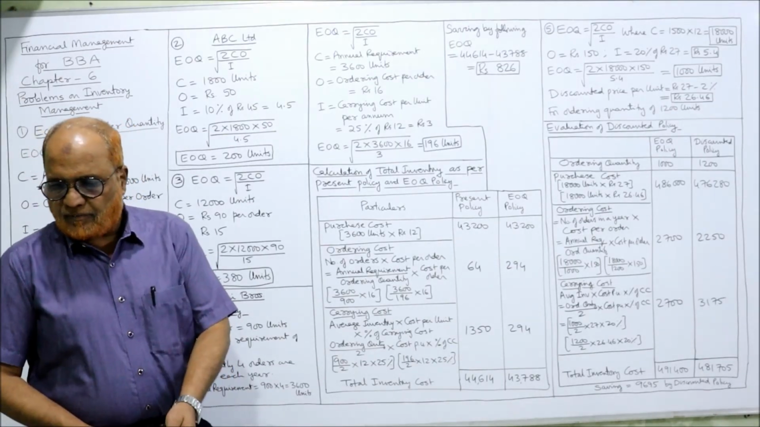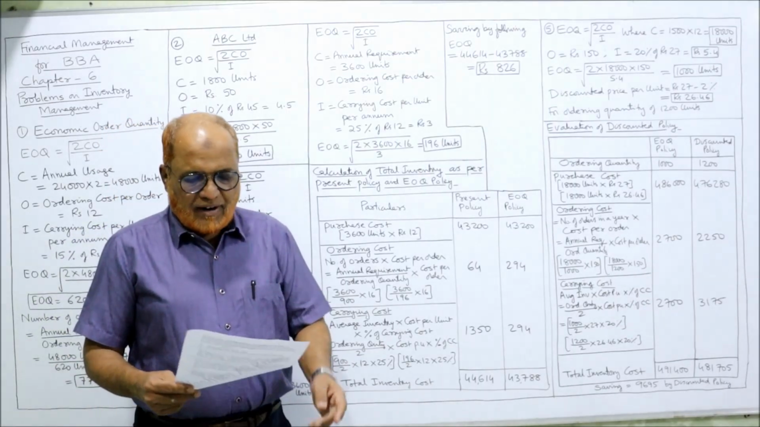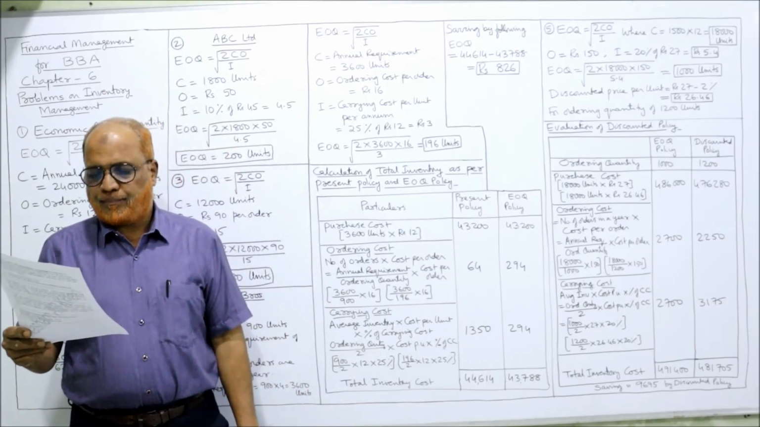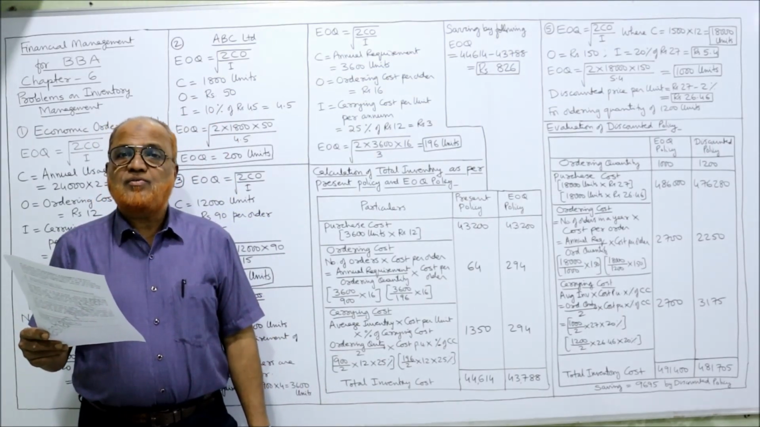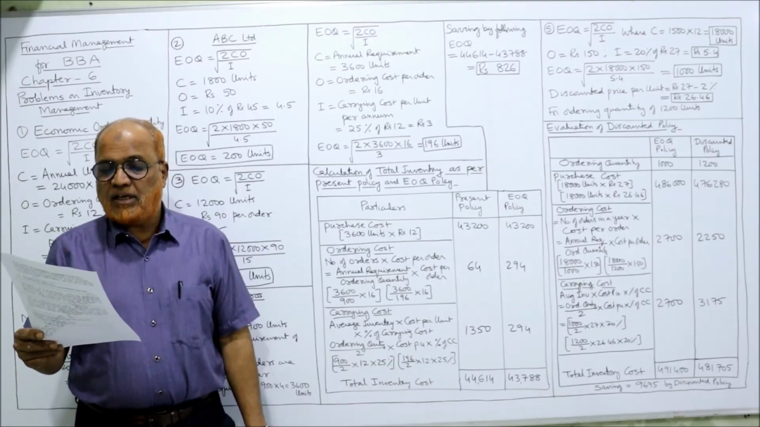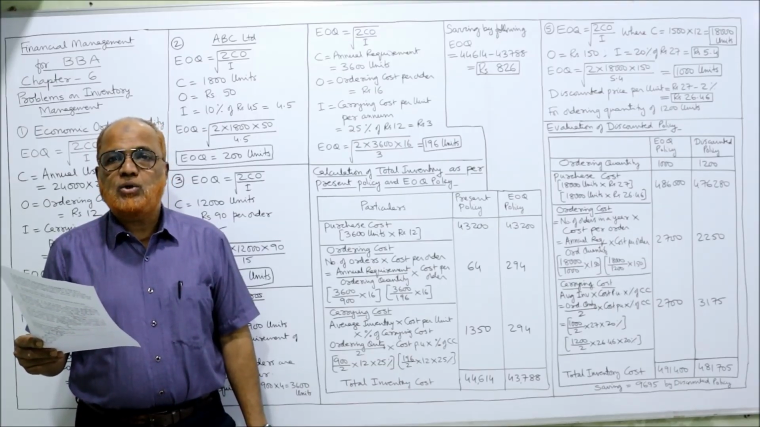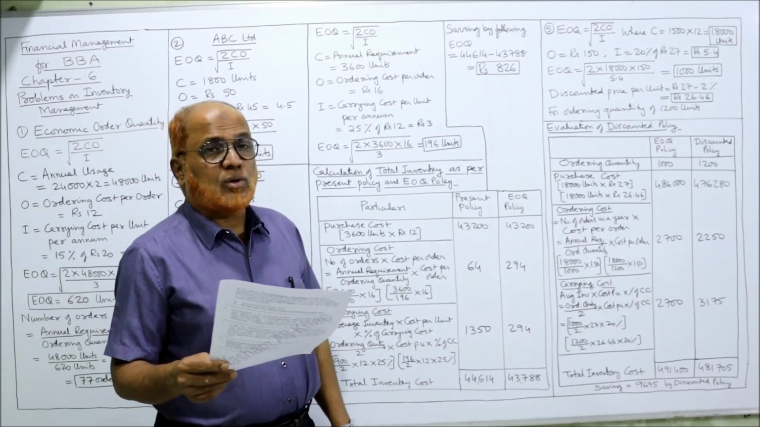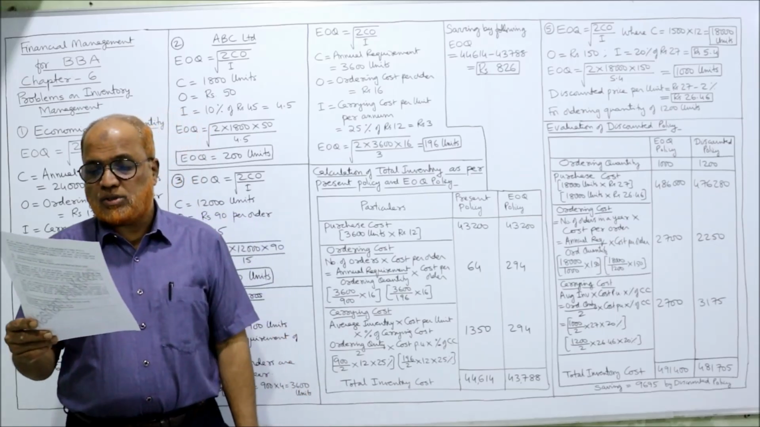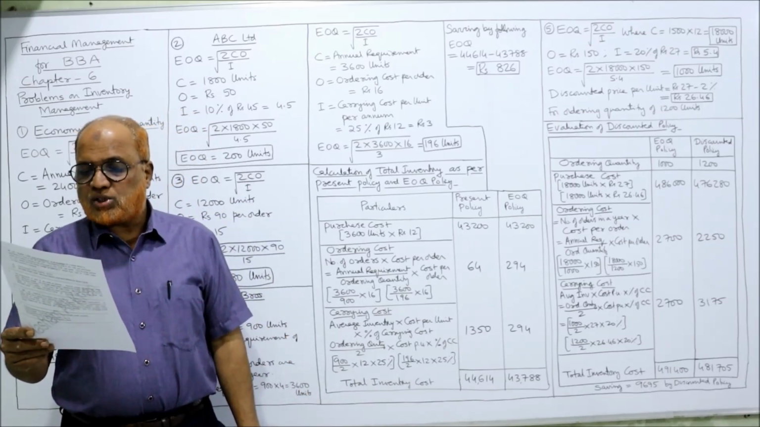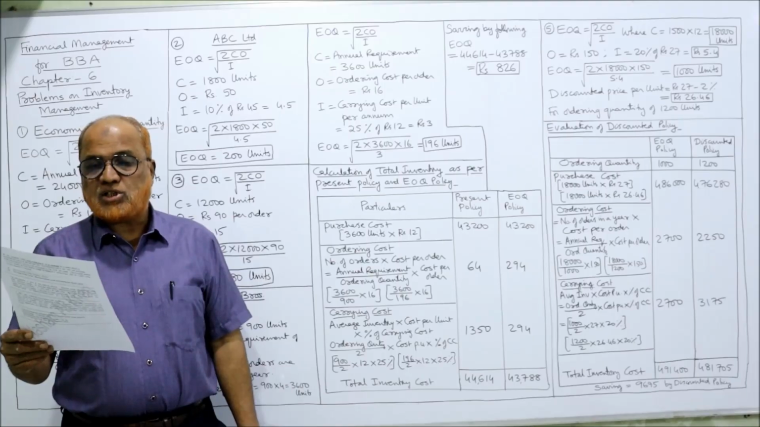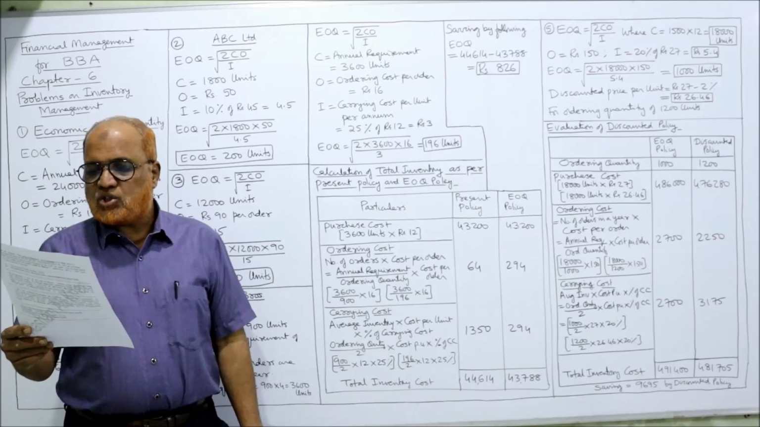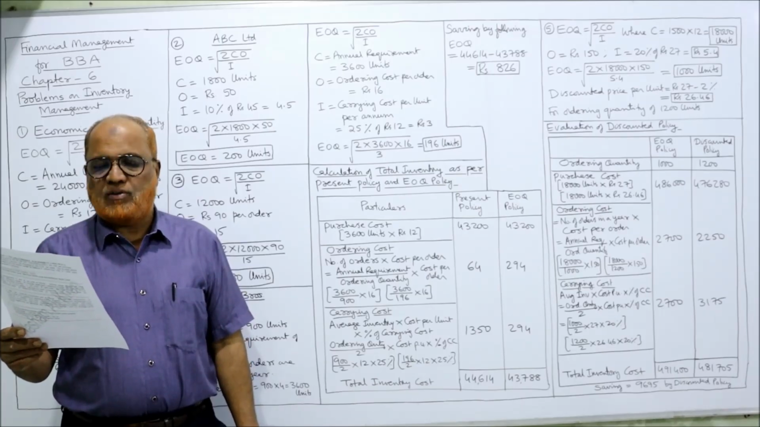Now, problem number 5. A factory requires 1500 units of an item per month. Per month it requires 1500, but we require for 1 year. So 1500 into 12, 18,000 is the annual requirement. The cost of each unit is 27 rupees and the ordering cost per order is 150. The inventory carrying charge works out to 20% of average inventory.